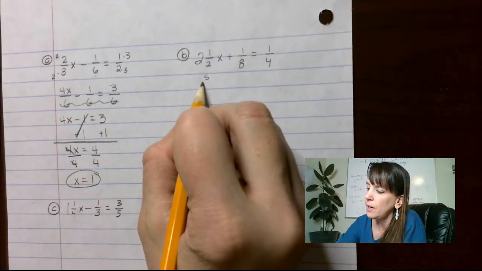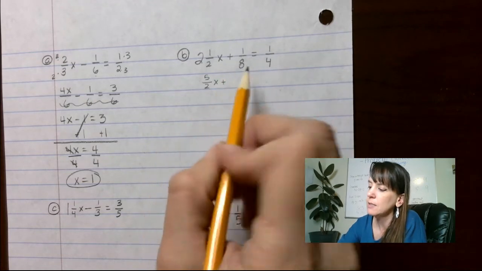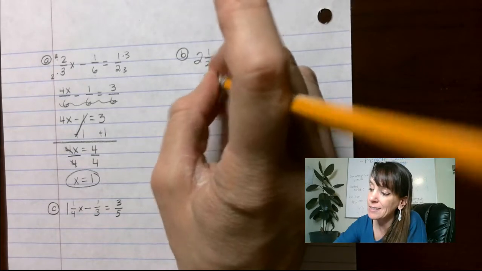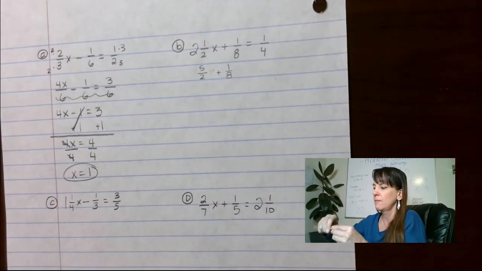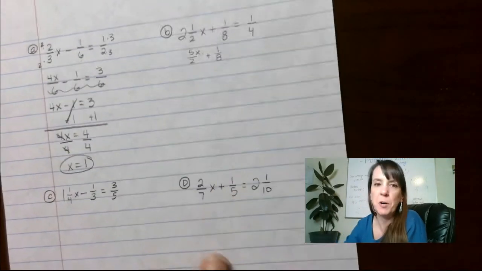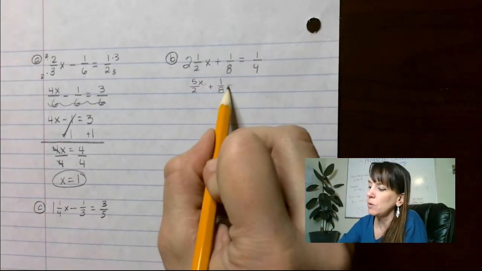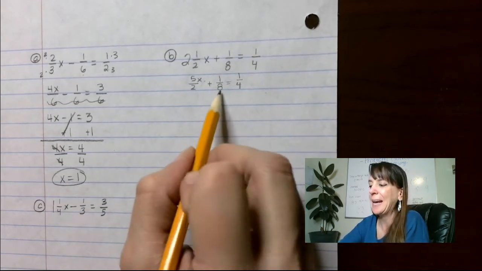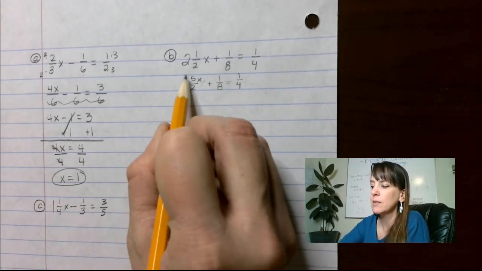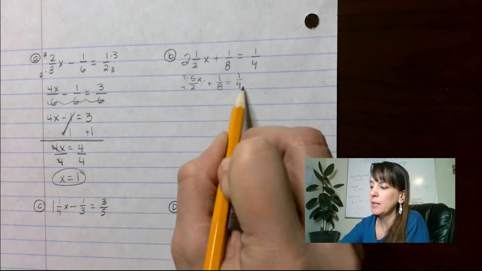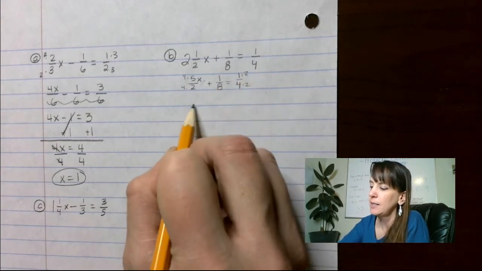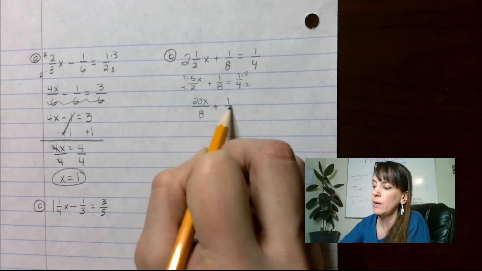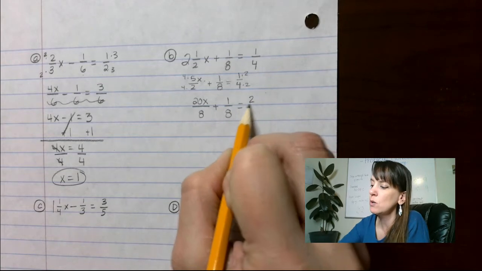Okay, 5 halves x plus 1 over 8. Actually, I should say 5x. That would probably make more sense. 5x, because remember I said bump that up to the top, equals 1 over 4. All right, common denominator between 2, 8, and 4 is going to be 8. Multiply this by 4, this by 4. 8, I don't have to do anything with. Multiply this by 2, I get 20x over 8 plus 1 over 8 equals 2 over 8.